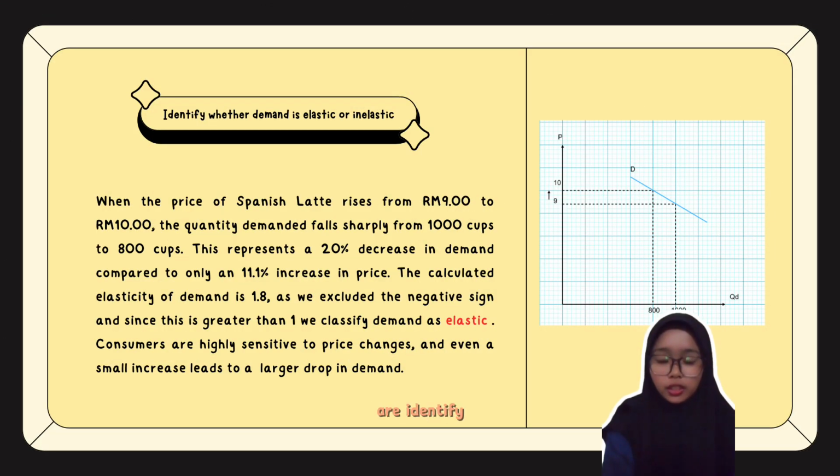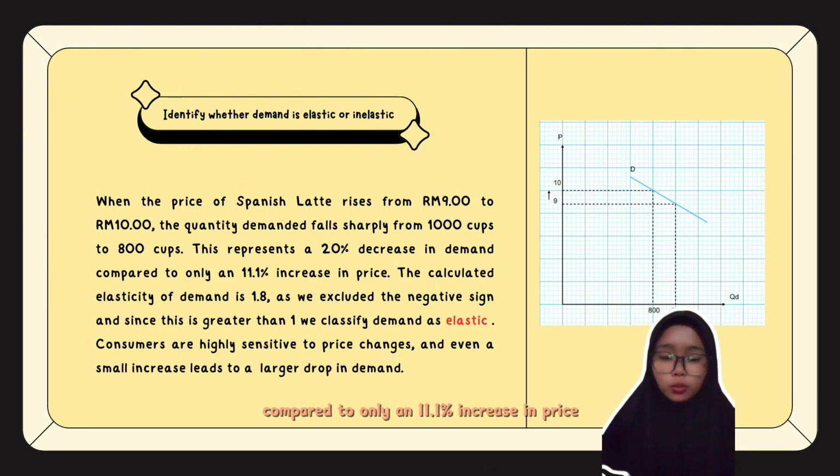So the third question, identify whether the demand is elastic or inelastic. So when the price of Spanish latte rises from 9 ringgit to 10 ringgit, the quantity demanded falls sharply from 1,000 cups to 800 cups. This represents a 20% decrease in demand compared to only an 11.1% increase in price. The calculated elasticity of demand is 1.8 as we excluded the negative sign. And since this is greater than 1, we classify demand as elastic and it is relatively responsive.